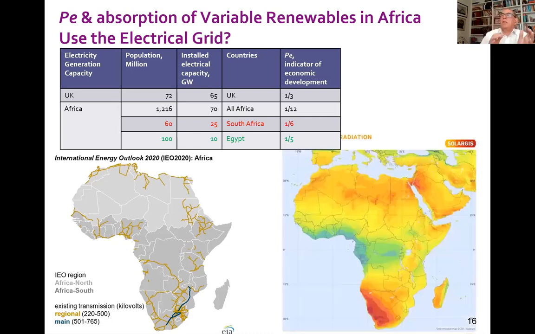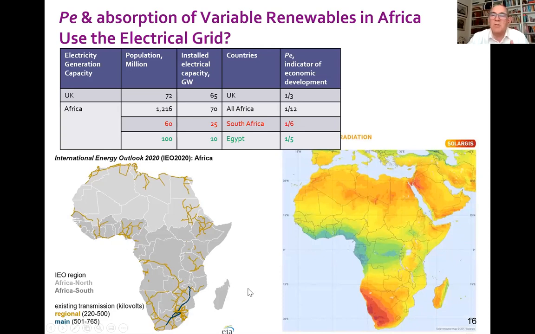But one thing that Africa does have, it has fabulous insolation, irradiation. So you can see it's not just in North Africa and the Sahara. It has excellent insolation where populations are quite high. It has excellent insolation in Southern Africa and in Central Africa. But you can see in Central Africa, there's almost no grid at all.